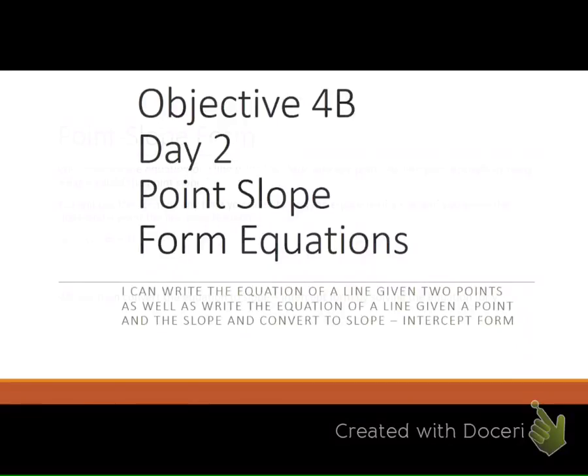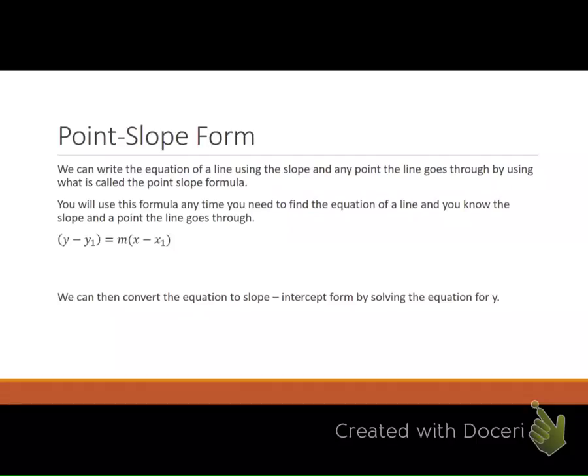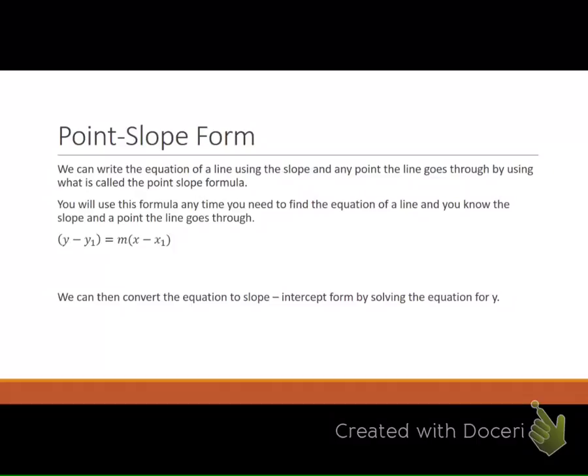We're going to learn to write equations now. So what is point-slope form? You can write an equation of a line using the slope at any point that goes through the line by using what is called point-slope form. This form is not brand new to you guys. We graphed from it last part of the unit. It's brand new writing the equations in it. Does that make sense? Okay, so you will use this formula anytime you need to find the equation of a line and you know the slope and a point that goes through it.